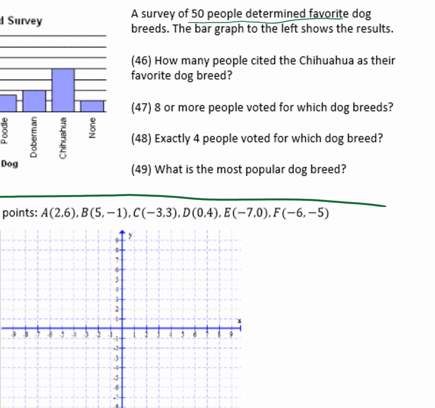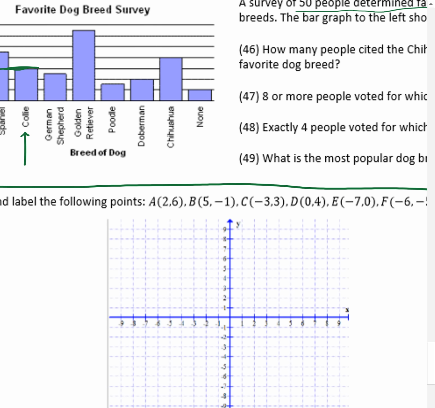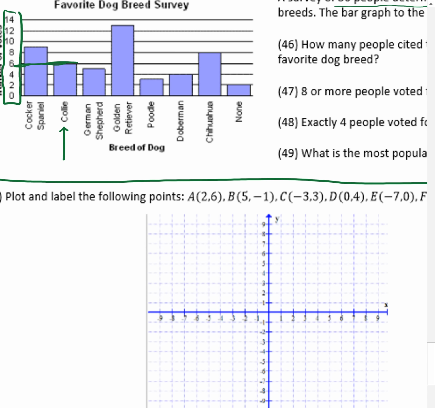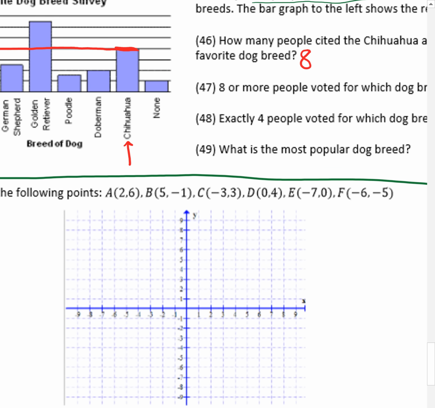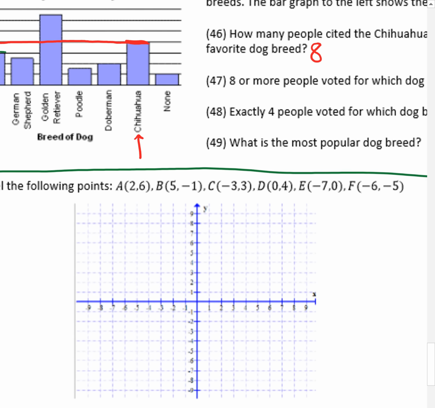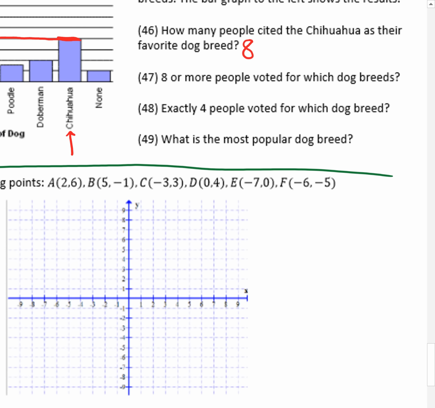The first problem, number 46, says, how many people cited the Chihuahua as their favorite dog breed? So I'll look at these bars and say, which one of these is a Chihuahua? There he is, almost on the very right side. I look at the height of the bar for the Chihuahua and try to line it up with the numbers over there. Where's that line up? At 8, right? So there must have been 8 people.